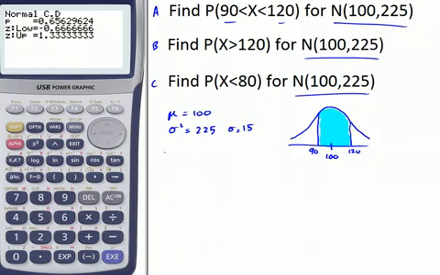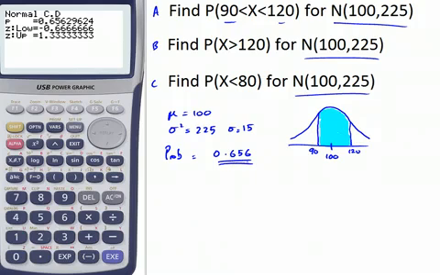The probability required is equal to 0.656, and that would be to three significant figures. So as you can see, a very simple process, the calculator being used as if they were tables. What about the x greater than 120?